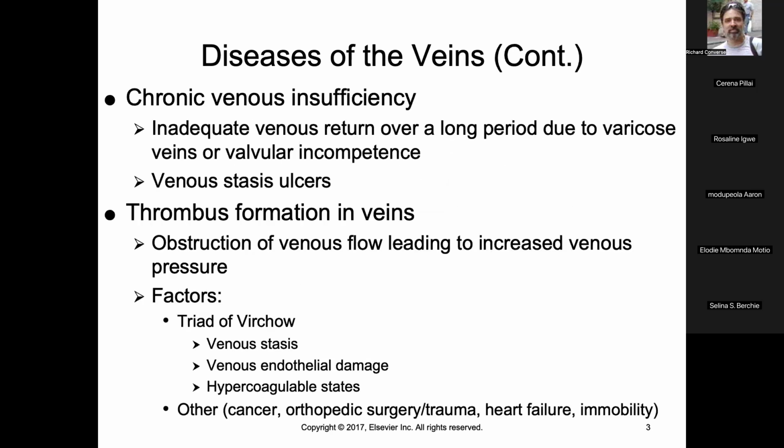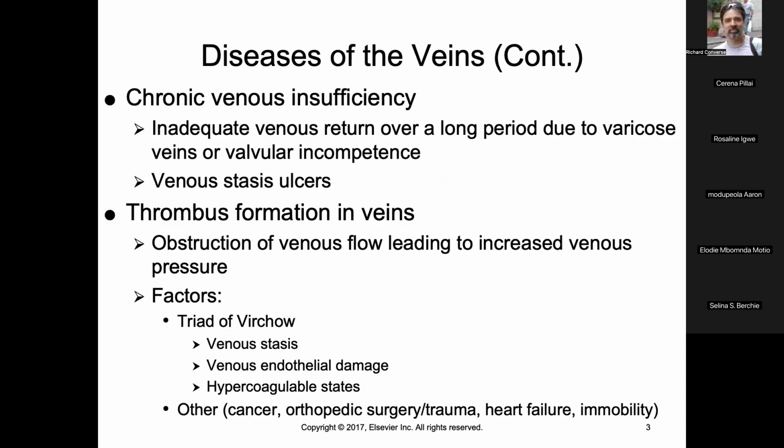Chronic venous insufficiency, inadequate venous return over a long time due to varicose veins or valvular incompetence. You can get venous stasis ulcers as a result because of the lack of blood supply, right? The tissue can die. You can see thrombus formation, right? Obstruction of venous flow leading to increased venous pressure.